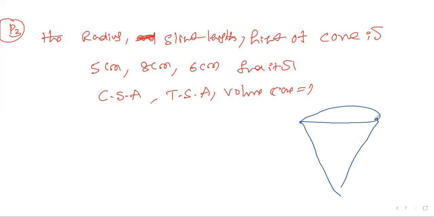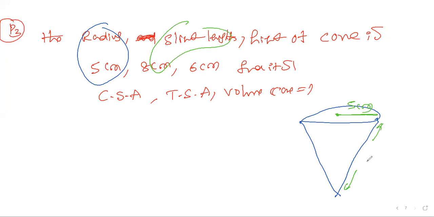This is a cone. They mention this is the radius, 5 centimeter. Now let us take the dimensions. This is 5 centimeter. Then they mention the slant length. Slant means the curved side is slant. This is the slant length, 8 centimeters. Next, the height is what? 6 centimeter. This is the 6 centimeter height of this one.